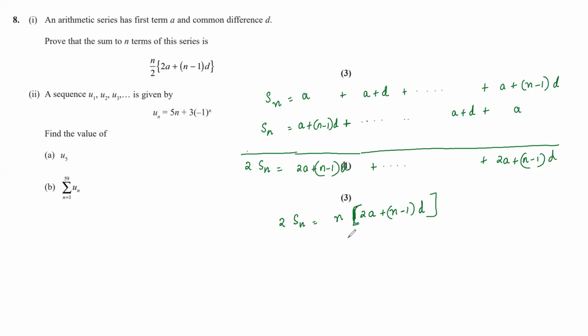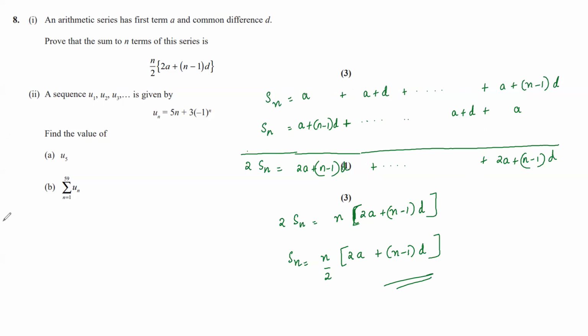Now just take this 2 to the other side to get the sum of n terms. 2 goes to the other side, it becomes n by 2 into 2a plus n minus 1 into d. So we proved it. Just write down the sum of n terms 2 times and then add them both. You'll get the answer here.